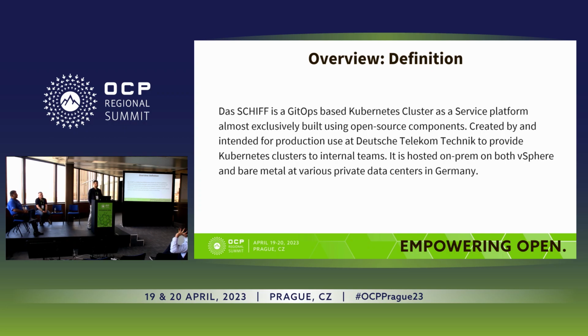So if you weren't here earlier for the previous talk on the Deutsche Telekom Kubernetes platform, here's a reminder. Das Schiff is a GitOps-based Kubernetes cluster as a service platform almost exclusively built using open source components. It's created by and intended for production use at Deutsche Telekom Technik to provide Kubernetes clusters to internal teams. It is hosted on-prem in both vSphere and bare metal at various private data centers in Germany. We currently support various containerized network functions for everything from 5G core to more typical fixed line services, and we want to continue in the spirit of cloud native and run a cloud which can scale and serve thousands of customers and possible use cases.